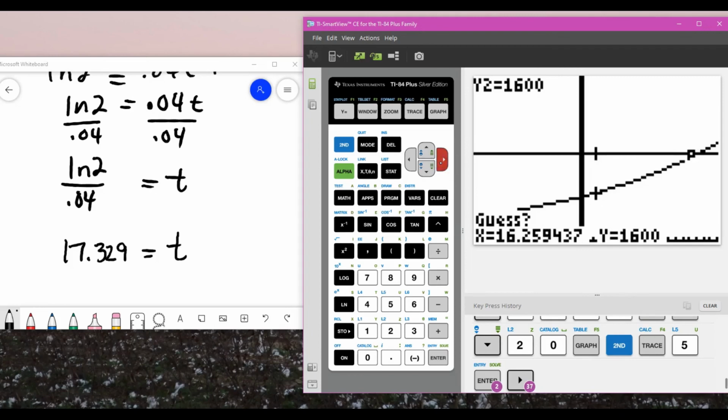If you only have one intersection point, you can actually skip this step, but if your graphs have more than one intersection point, you need to move close to that intersection point. So you can see here we got 17.329, just like we did by calculating it by hand.